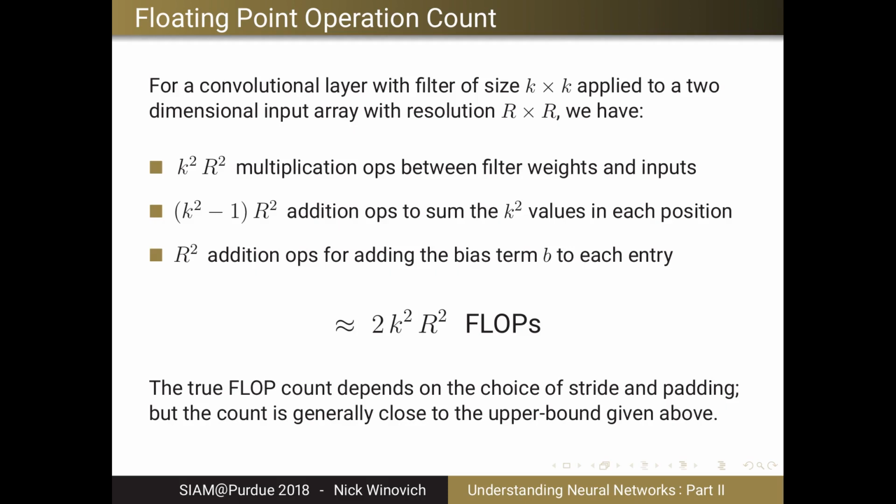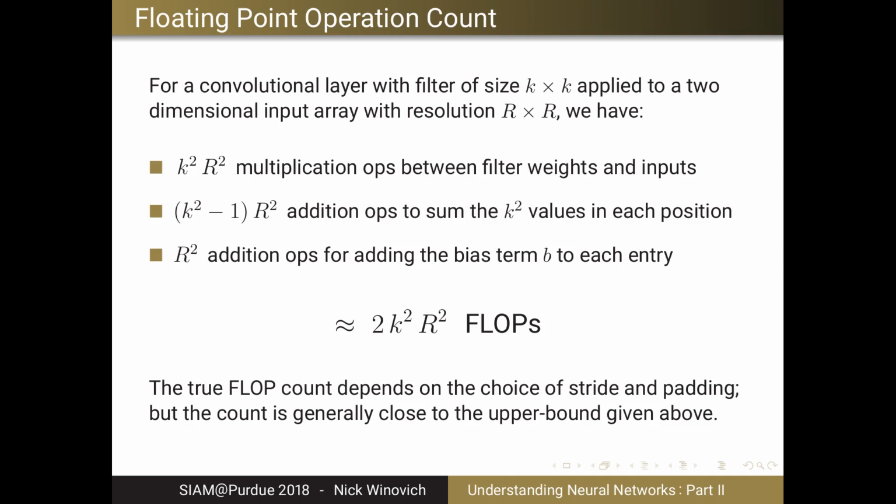But at the upper bound, we'll have the k-squared filter weights multiplied by some of the input values in all of the r-squared positions. So if we have an r by r image, we're going to take that filter in every position so that the upper left entry shadows every entry of the input. Then we'll get k-squared times r-squared multiplications.